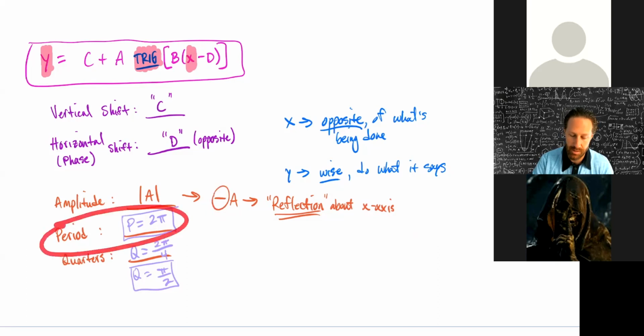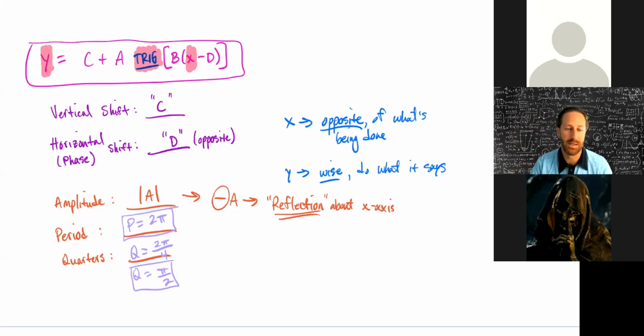We mentioned the period of time that it takes for these things to be repetitive, and we said that would be 1 full circle of 2 pi. And then remember our 4 quadrants. We're going to call them quarters. All we do is take whatever the period is and divide it by 4. And you all know our quarters were by length of pi over 2.